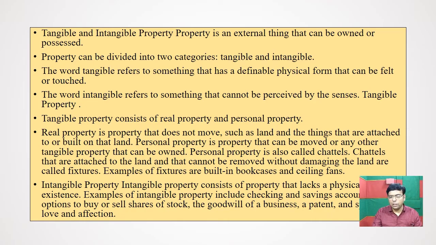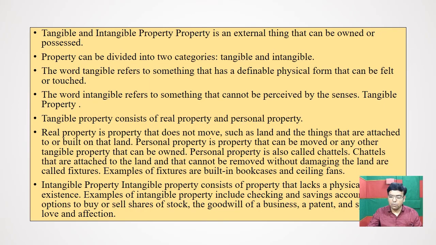Tangible property consists of real property and personal property. Real property is property that does not move, such as land and the things that are attached to or built on that land. Personal property is property that can be moved, or any other tangible property that can be owned. Personal property is also called chattels. Chattels that are attached to the land and that cannot be removed without damaging the land are called fixtures. Examples of fixtures are built-in bookcases and ceiling fans.